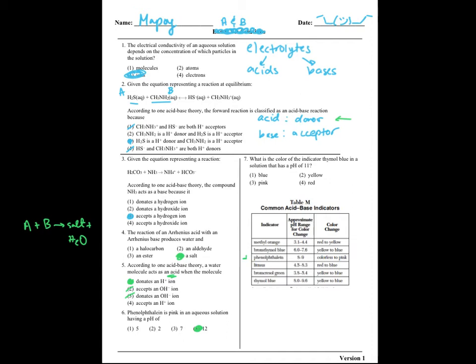Alright, number 7. What is the color of the indicator Thymol Blue in a solution that has a pH of 11? Thymol Blue is right here. And so if we have a pH of 11, we're way above the pH range for color change. And when you're above it, we're going to be blue.